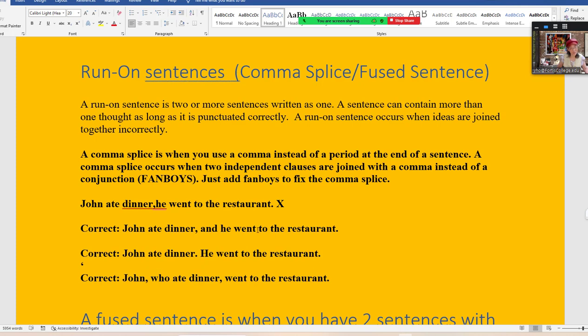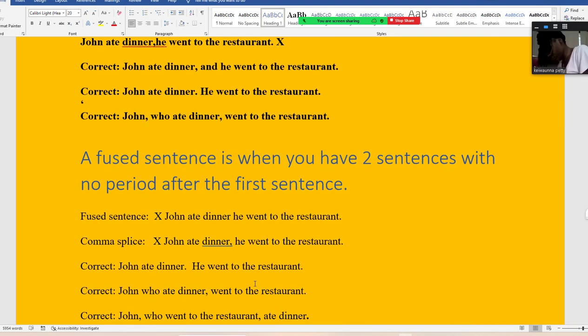See, I've got John and John, the same subject. So I could say, "John, who ate dinner, went to the restaurant." Remember that when you have an adjective clause with "who" in the beginning of the sentence, you need two commas. That's its own different thing.